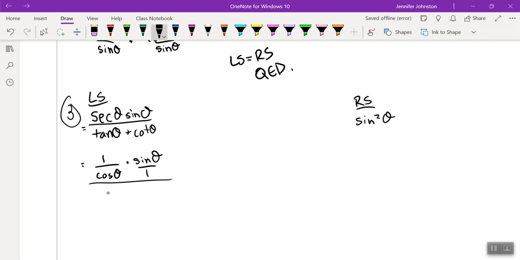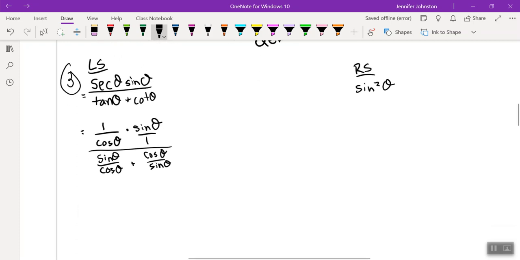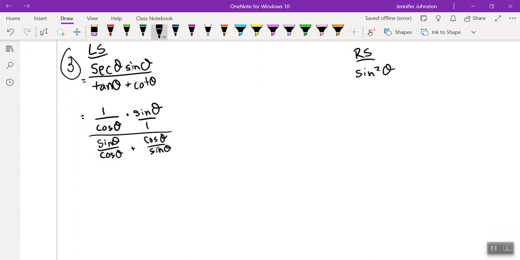And then tan theta is the same as sine theta divided by cos theta. And then cotangent is the opposite, cos theta divided by sine theta. All right, and then here, something's being added in there, two fractions. If we try to simplify the top, and then we'll try to simplify the bottom. So here we get sine theta divided by cos theta. That's on the numerator, right? 1 times sine theta is sine theta, 1 times cos theta is cos theta.